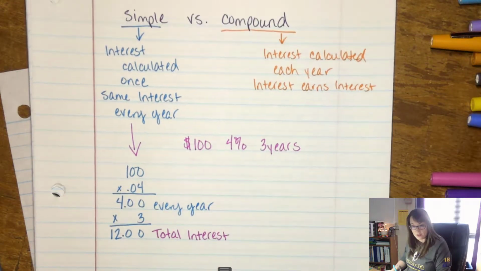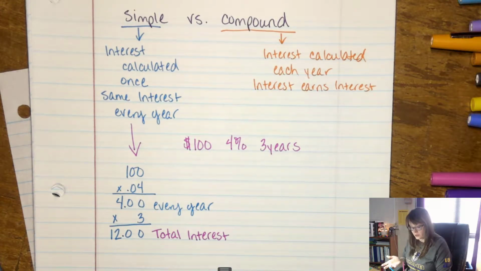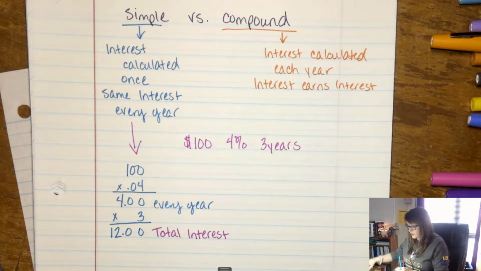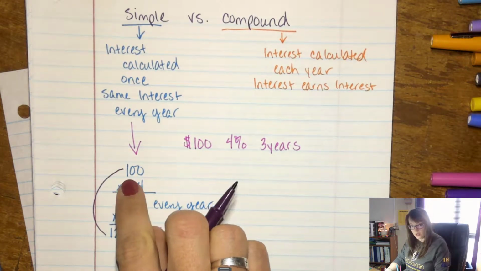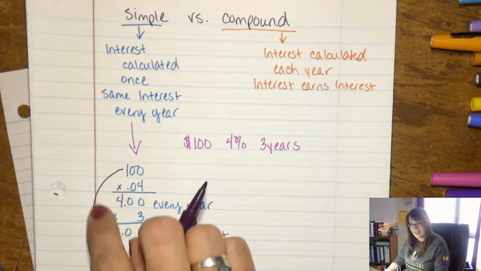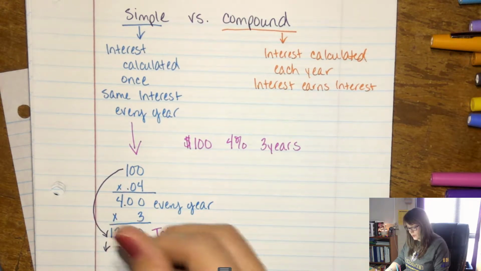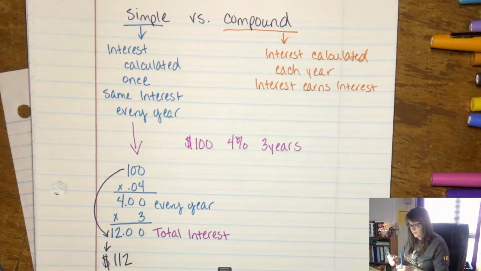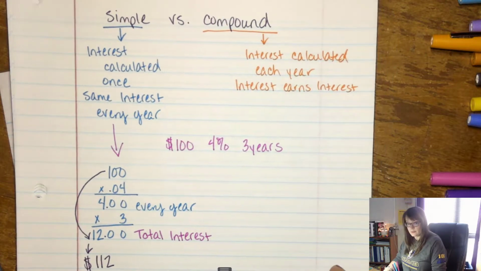So my account after 3 years is worth how much? It's not worth 12, now it's $112. So after 3 years, I put in $100. I added this $12 of interest, and now it's worth $112. Okay? Let's move over to compound interest.